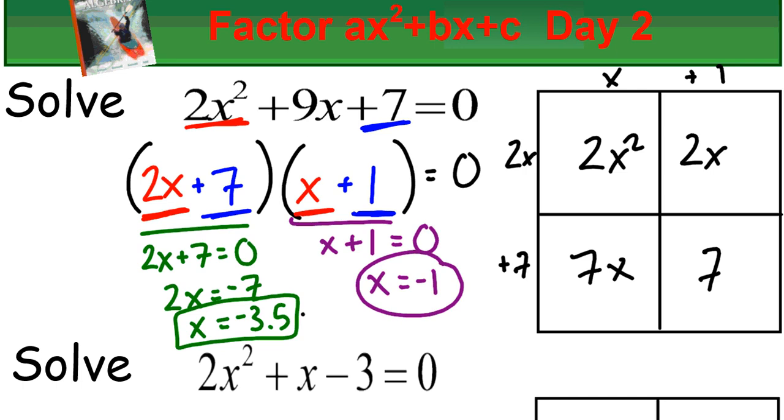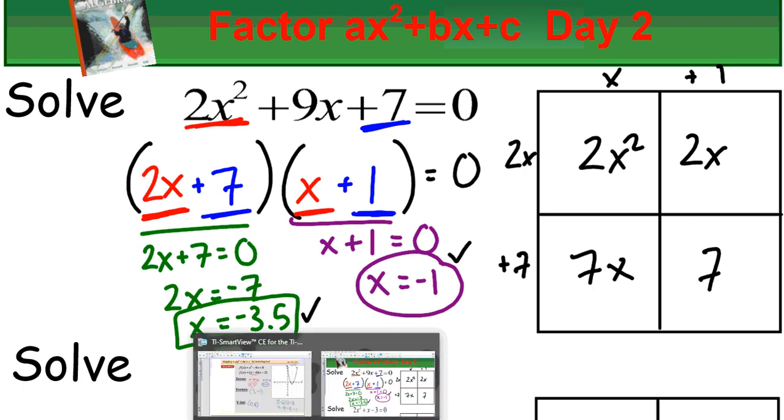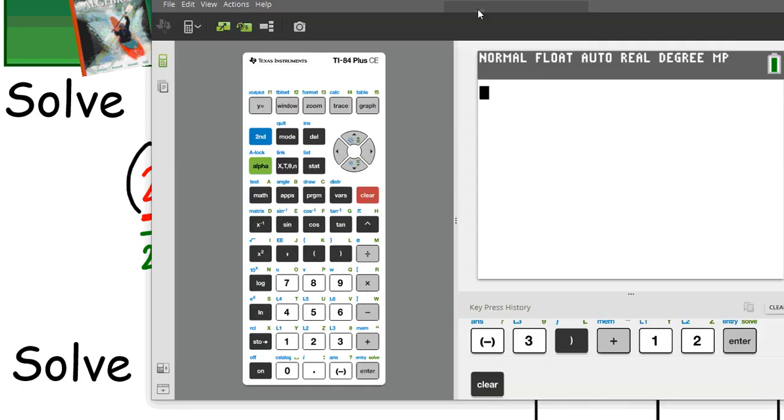But my two answers are negative 3.5 and negative 1. How could you check? You plug them back in. Let's do the negative 3.5 one. That one seems a little strange. It's a decimal. Let's check and make sure it's right. So what do I do? I grab my calculator, and there's actually a storing button you can use on the calculator.